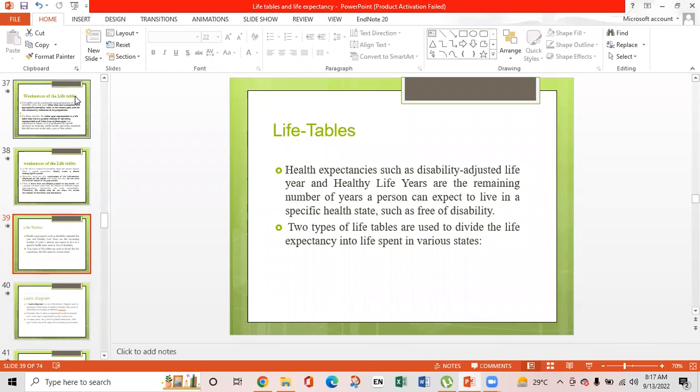Health expectancies such as disability adjusted life years and healthy life years are the remaining number of years a person can expect to live in a specific health state, such as free of disability. Two types of life tables are used to divide the life expectancy into life spent in various states.